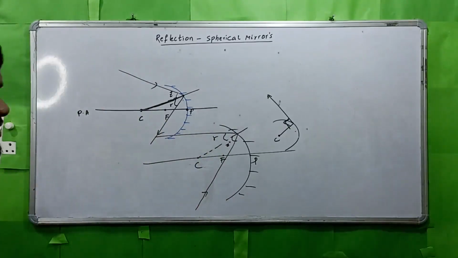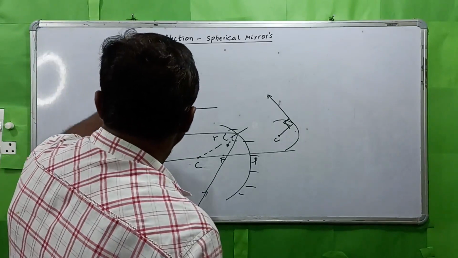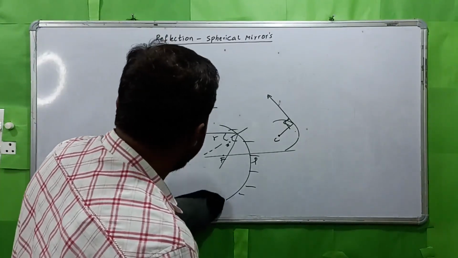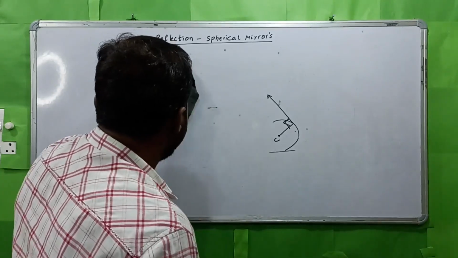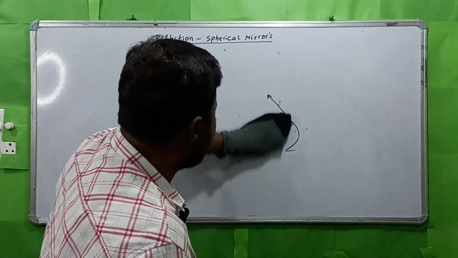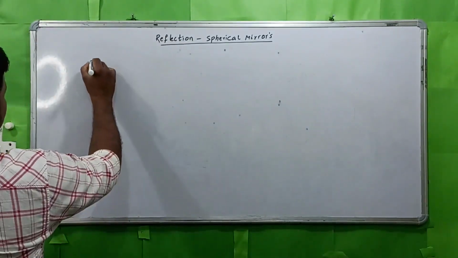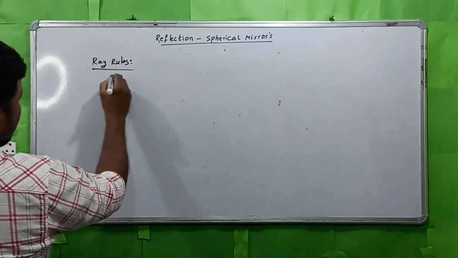Now we will see some ray diagrams. If you want to draw ray diagrams, there are a set of standard ray rules. First we will discuss what the standard ray rules are. Ray rules. Rule 1.